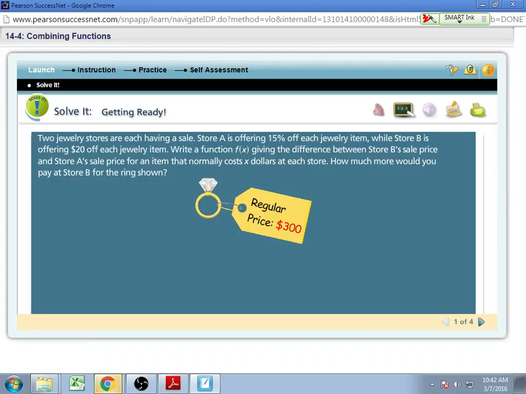So we have two different functions here representing discounts on a ring. One store is offering 15% off, while another store is offering $20 off. I will tell you store B is a better deal, at least I believe, by my math.